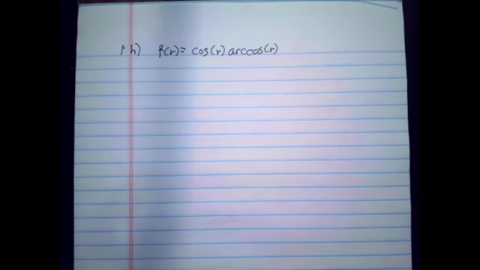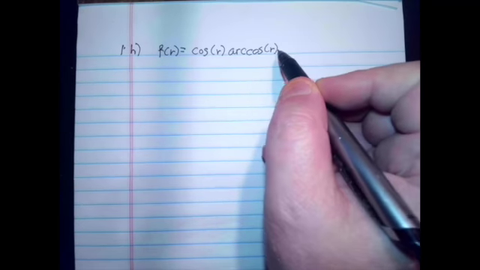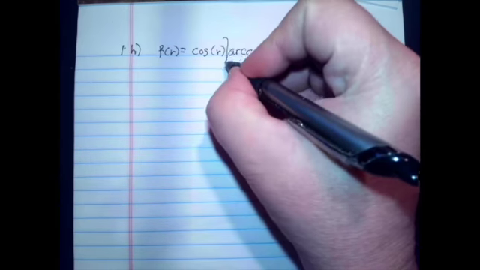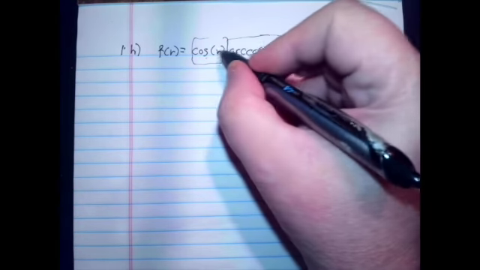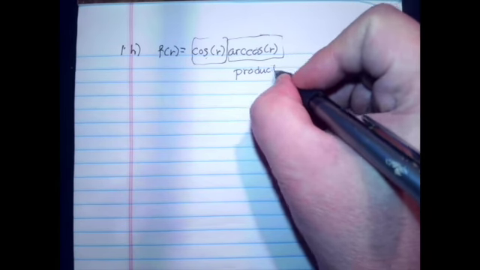1h, we are asked to differentiate f of r equals the cosine of r times the arc cosine of r. So unusually we have r as the variable. Notice that we have a function of r and then another function of r, and these two functions are multiplied together, so we're going to want to use the product rule.